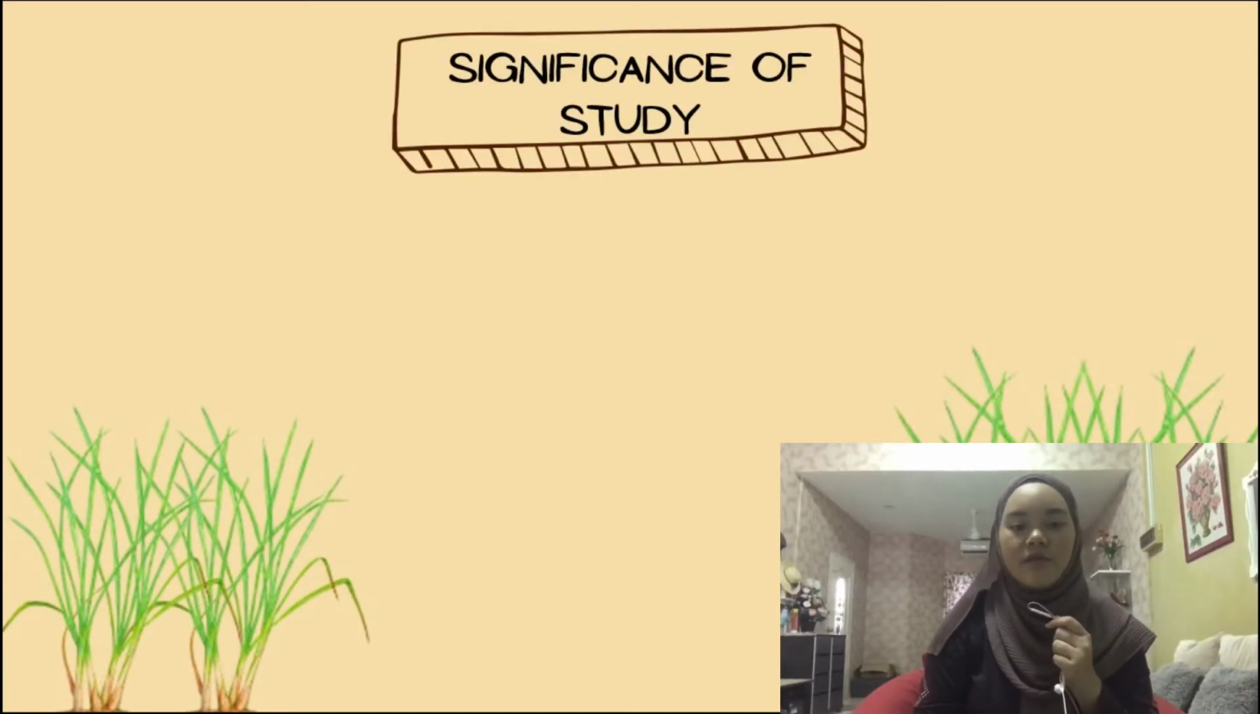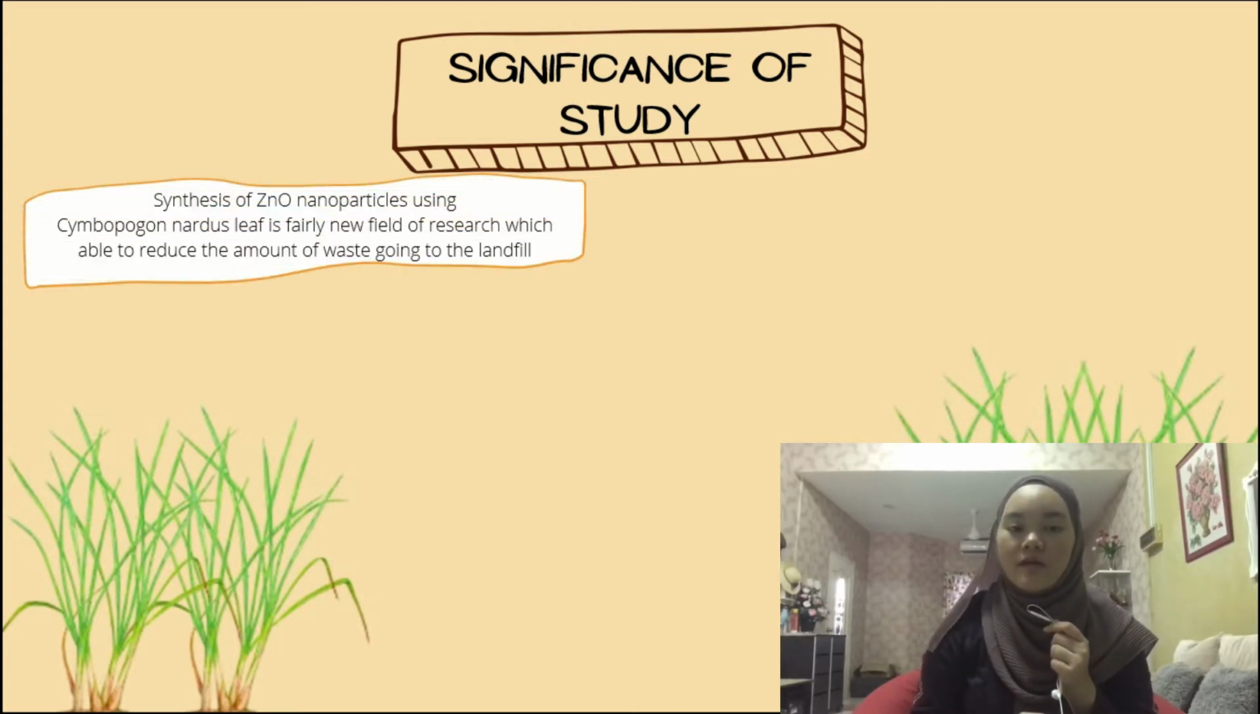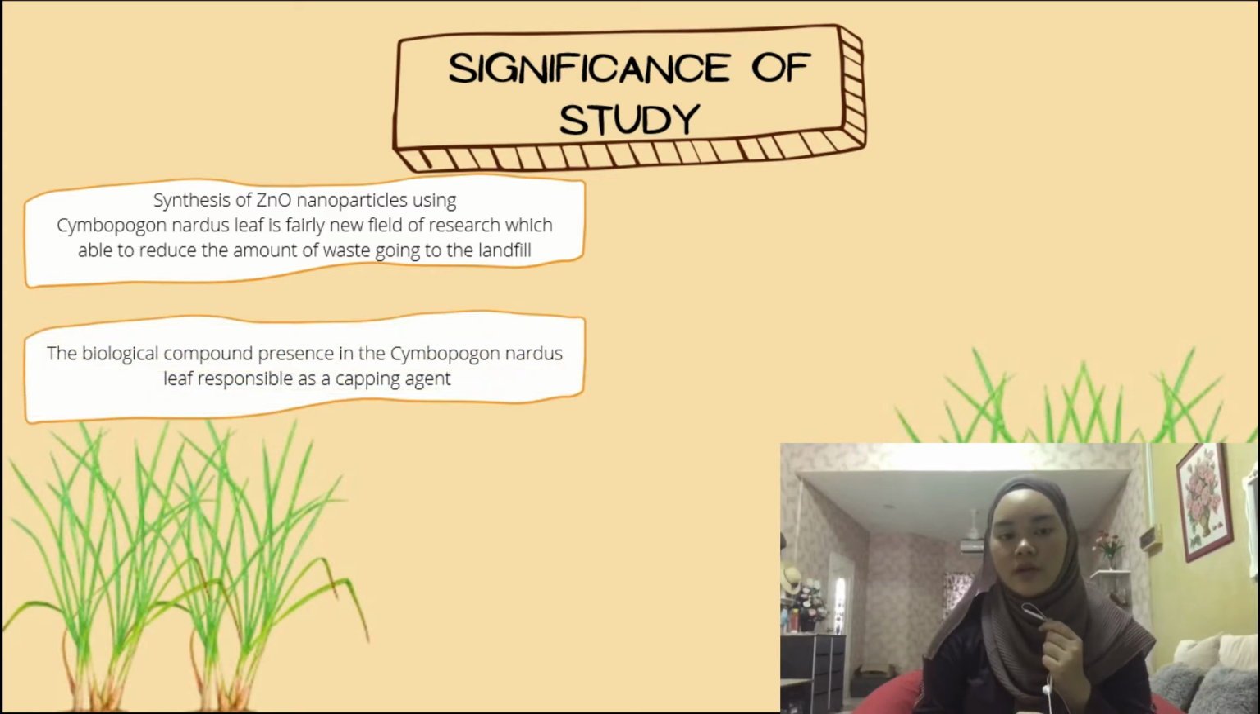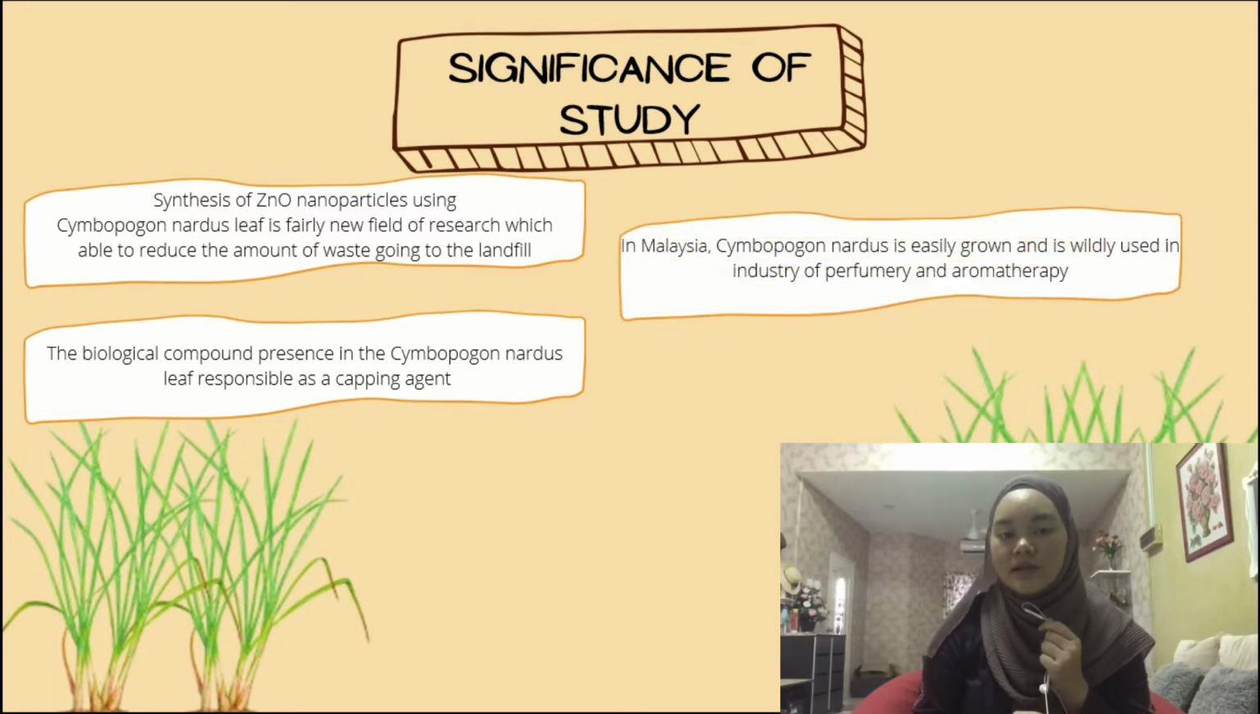Last in the introduction for this research project is significance of the study. We have 4 points here. First, synthesis of zinc oxide nanoparticles using Cymbopogon Nardus leaf is a fairly new field of research which is able to reduce the amount of waste going to the landfill. Second, the biological compounds present in the Cymbopogon Nardus leaf are responsible as a capping agent to reduce the particle size and minimize the agglomeration of zinc oxide nanoparticles.